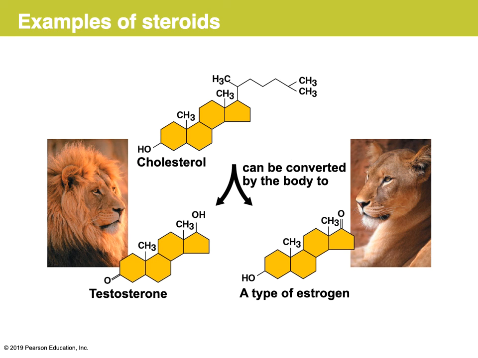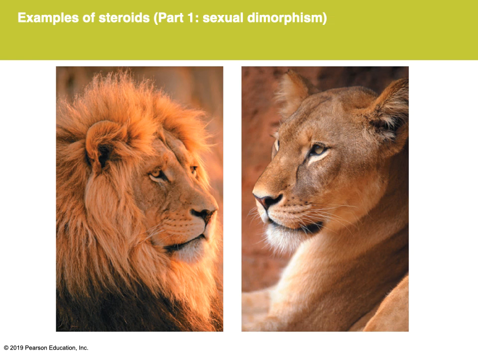Now, here's a couple of examples of steroids. Again, looking at the top, you have that base steroid cholesterol. You see the 4 fused rings and some functional groups hanging off of that. Well, the body can convert that base steroid to either testosterone. You can see that you've sort of edited off a lot of the upper tail there, or a type of estrogen, where you've also done some editing to that base cholesterol. So from cholesterol, the body can edit the functional groups attached to it to make different steroids that will have very different functions. All right, so one of those would be things like sexual dimorphism.